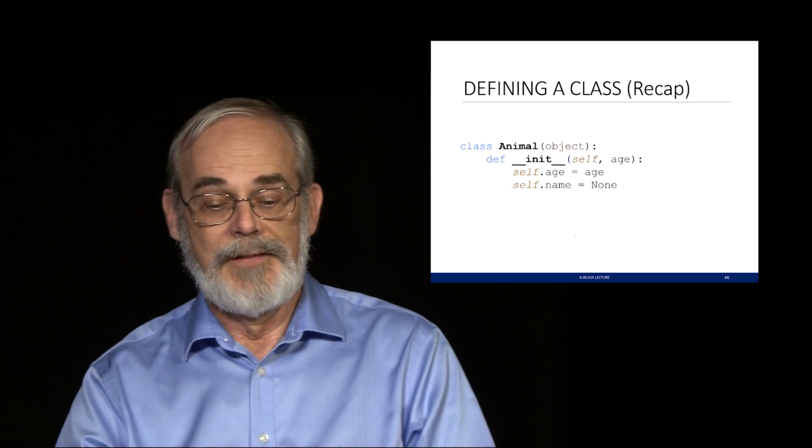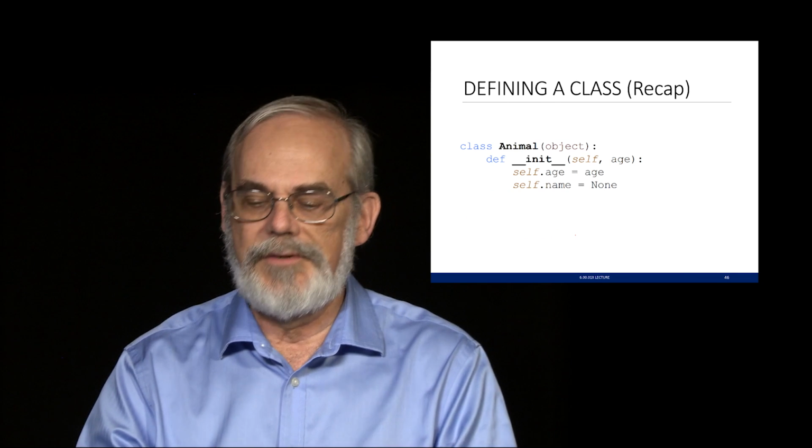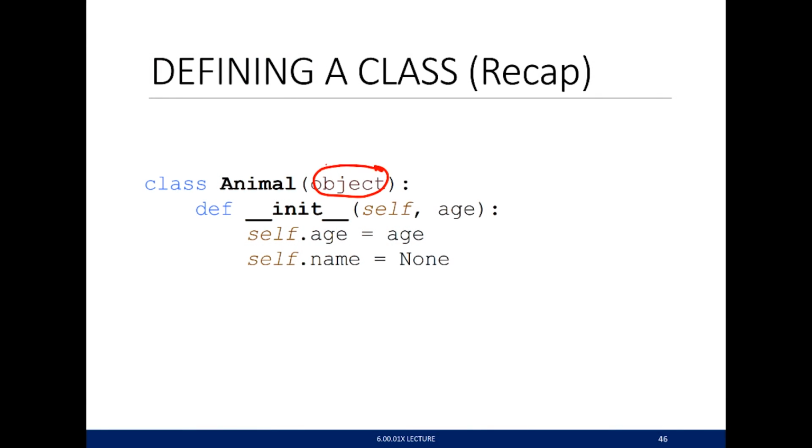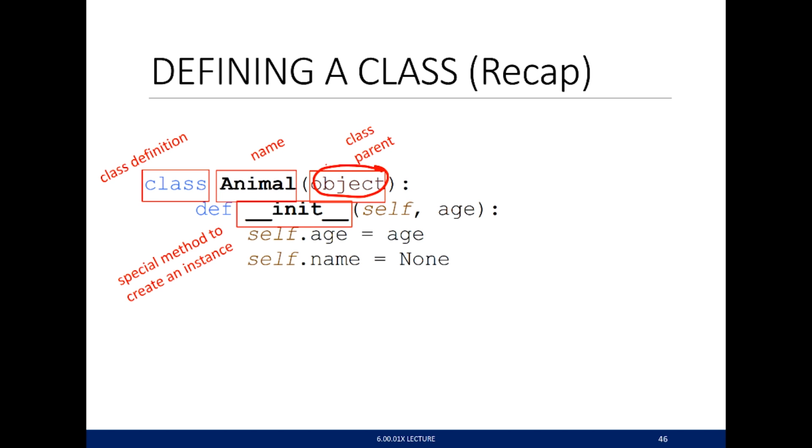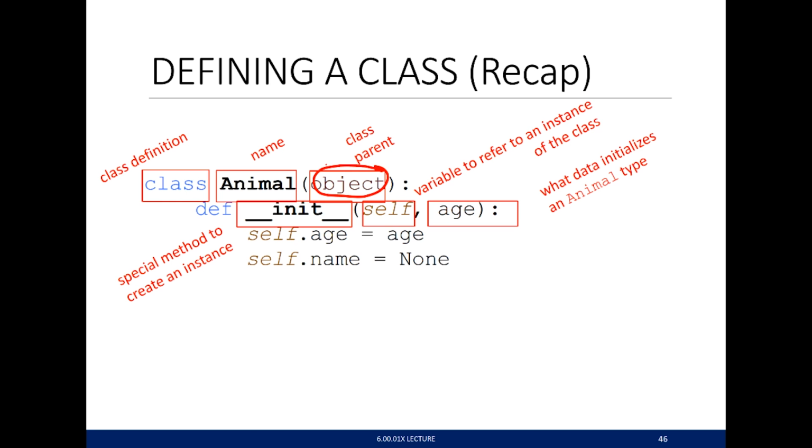So let's do that. I'm going to start with the notion of an animal. It's going to inherit from object, as we've done in every other case so far. We're going to do a variation of that in just a second. As I've also done in every case so far, I need to define an init method that's going to create instances of the animal class. So there's the class definition, there's the name, there's the parent, there's the special method to call the instance, and there's, again, as before, the variable that's going to refer to the instance of the class, and there's the other information I want to pass in.